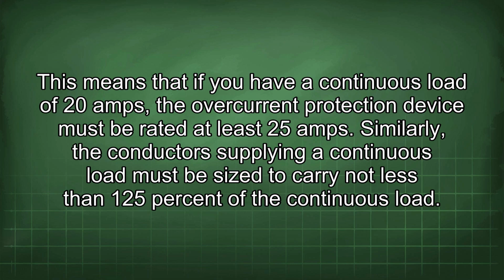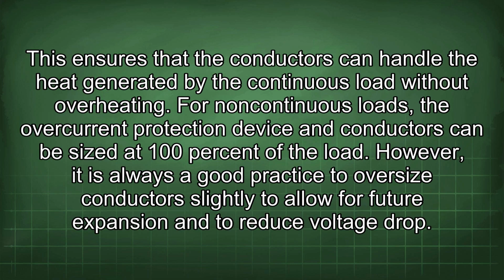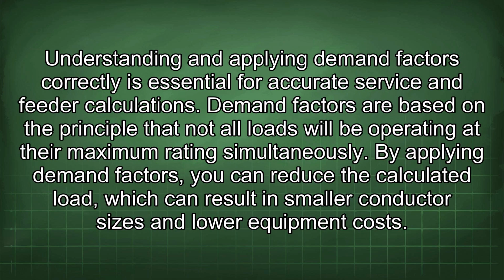Similarly, the conductor supplying a continuous load must be sized to carry not less than 125% of the continuous load. This ensures that the conductors can handle the heat generated by the continuous load without overheating. For non-continuous loads, the overcurrent protection device and conductors can be sized at 100% of the load. However, it is always a good practice to oversize conductors slightly to allow for future expansion and to reduce voltage drop. Understanding and applying demand factors correctly is essential for accurate service and feeder calculations.